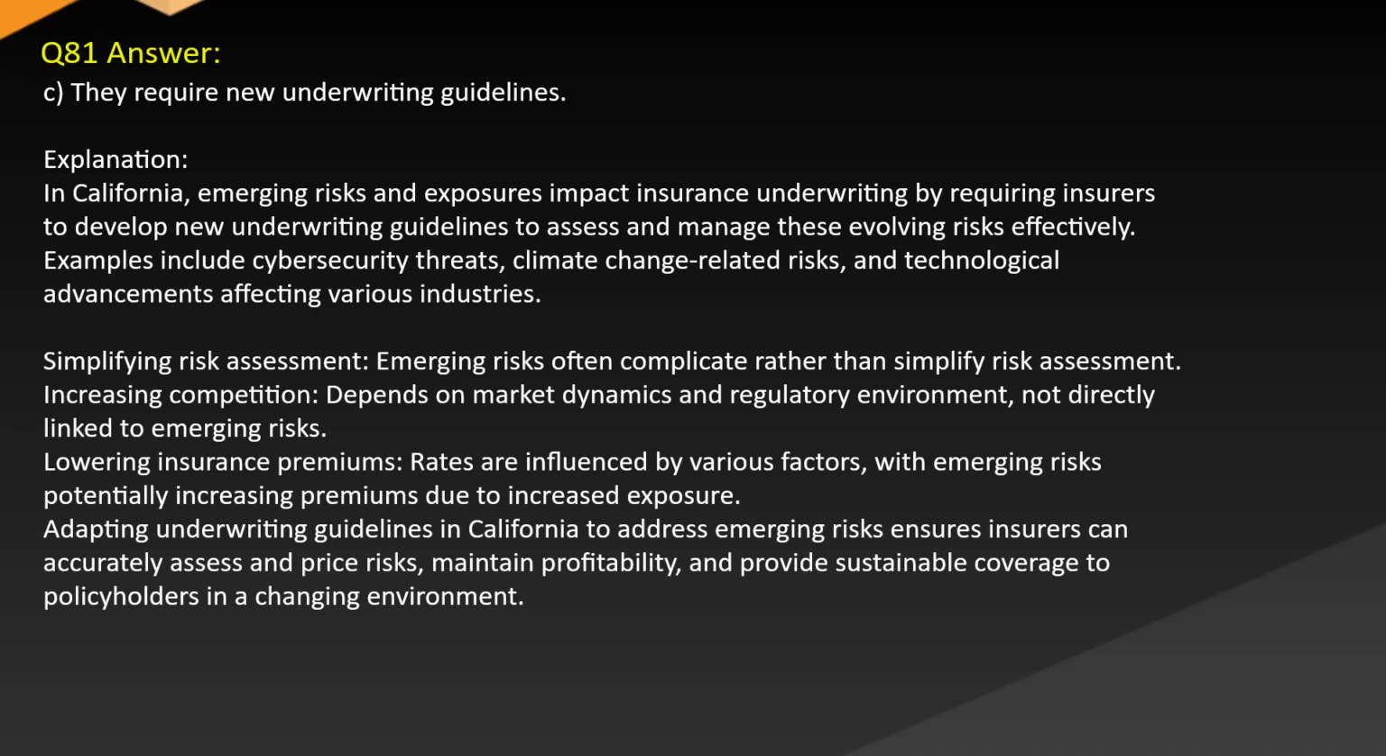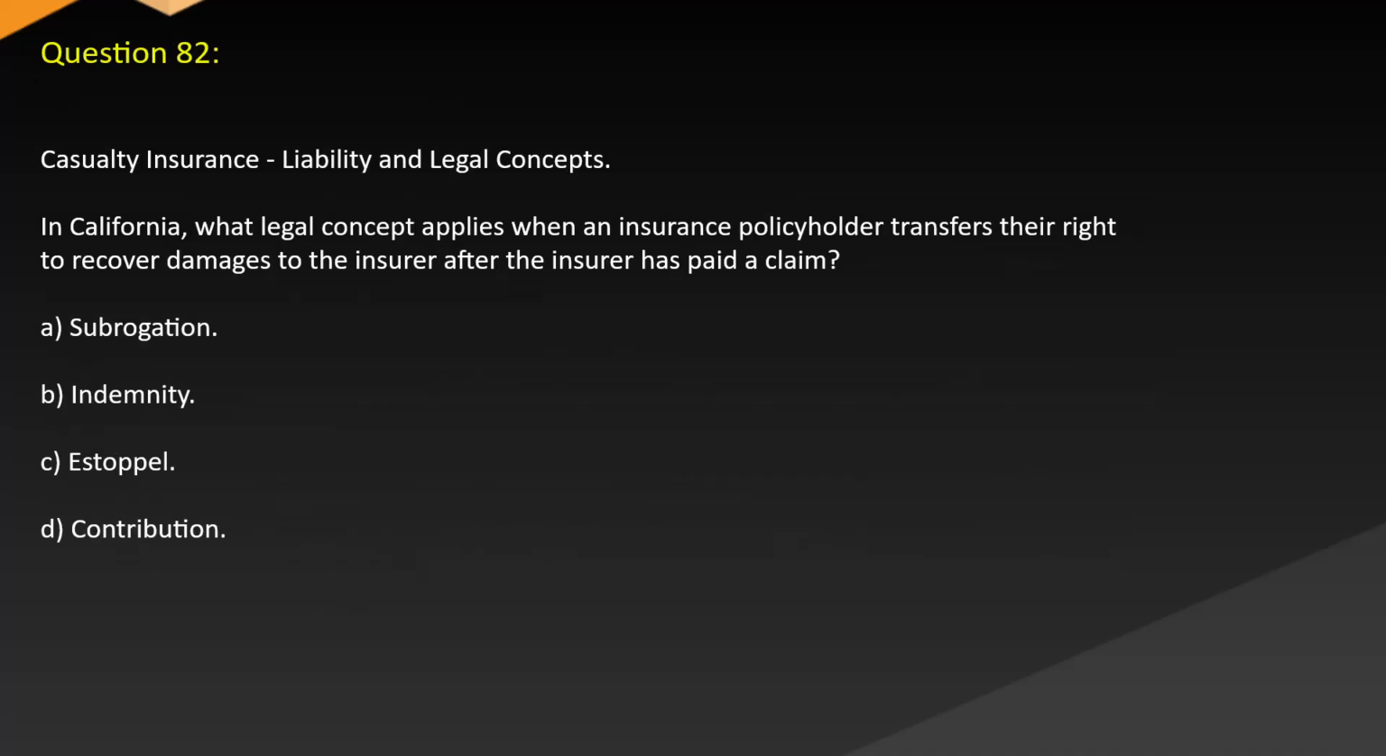Simplifying risk assessment: emerging risks often complicate rather than simplify risk assessment. Increasing competition depends on market dynamics and regulatory environment, not directly linked to emerging risks. Lowering insurance premiums: rates are influenced by various factors, with emerging risks potentially increasing premiums due to increased exposure. Adapting underwriting guidelines in California to address emerging risks ensures insurers can accurately assess and price risks, maintain profitability, and provide sustainable coverage to policyholders in a changing environment. Question 82. Casualty insurance, liability and legal concepts.